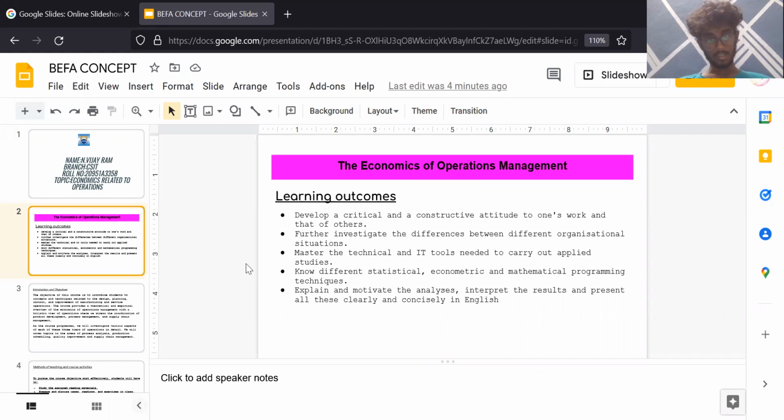Develop a critical and constructive attitude to one's work and that of others. Further, investigate the differences between different organizational situations. Master the technical IT tools needed to carry out applied studies. Know different statistical, econometric, and mathematical programming techniques. And explain and motivate the analysis, interpret the results, and present all these clearly and consistently in English.